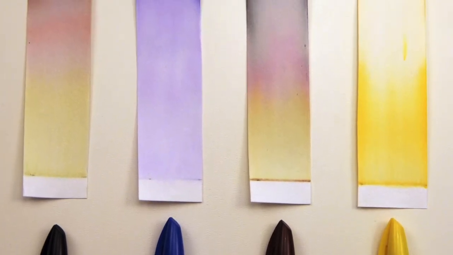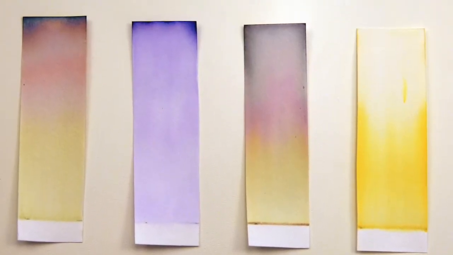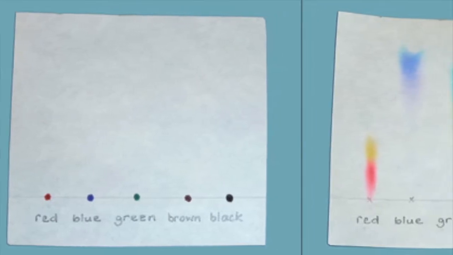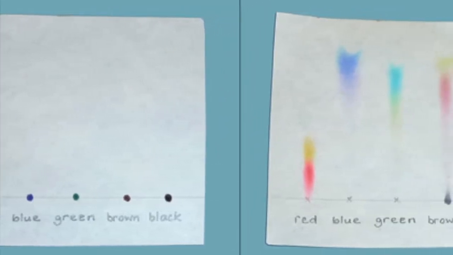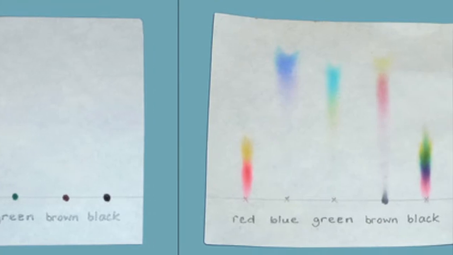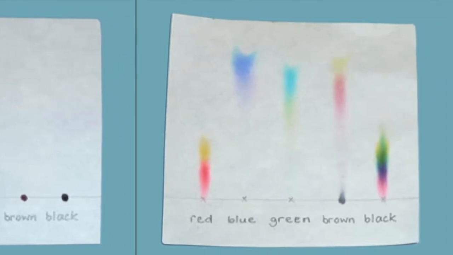Today we will be discussing color chromatography and the science behind it. So what is color chromatography? Well, put simply, chromatography is the process by which a mixture is separated into its component parts.